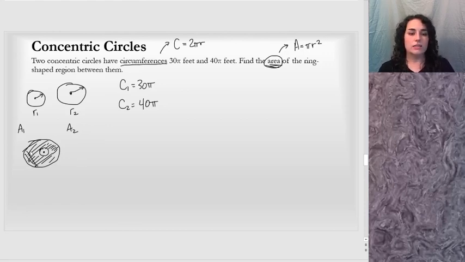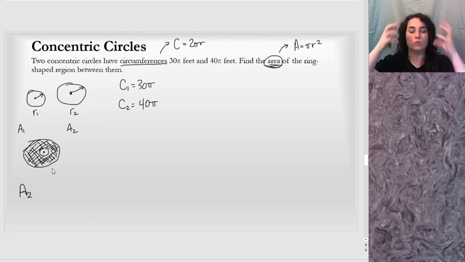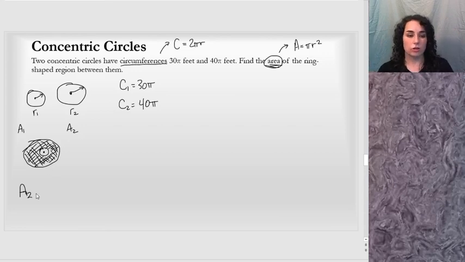Well, to find this region, basically what you're doing is you're taking the area of the larger one, A2, and you're hollowing out, you're taking out of the center the area of the smaller one. So the total area, which I can just say, or let's call it a ring, right? That makes sense. They're calling it a ring. Find the area of the ring-shaped region. So I'll call it a ring, will equal A2 minus A1. Okay.